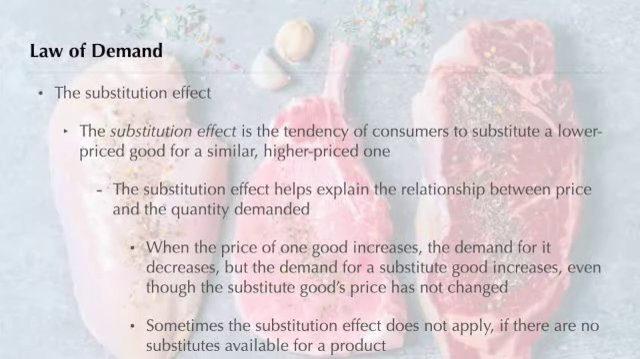The substitution effect describes the tendency of consumers to substitute a similar, lower-priced product for another product that is relatively more expensive. This effect helps explain the relationship between price and the quantity demanded. For example, when the price of steak increases, many consumers reduce the quantity of beef demanded and buy more chicken, a lower-price substitute. The substitution effect helps explain why a higher price for beef causes a decrease in the quantity of beef demanded.